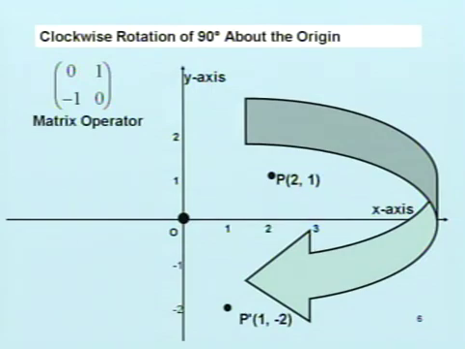Now, earlier we spoke about matrix operators. In this case, the matrix operator for rotation of 90 degrees clockwise about the origin is (0, 1; -1, 0). If this operator is applied to the point P, (2, 1), and the calculation is done, we will have a result P dash, which is (1, -2).